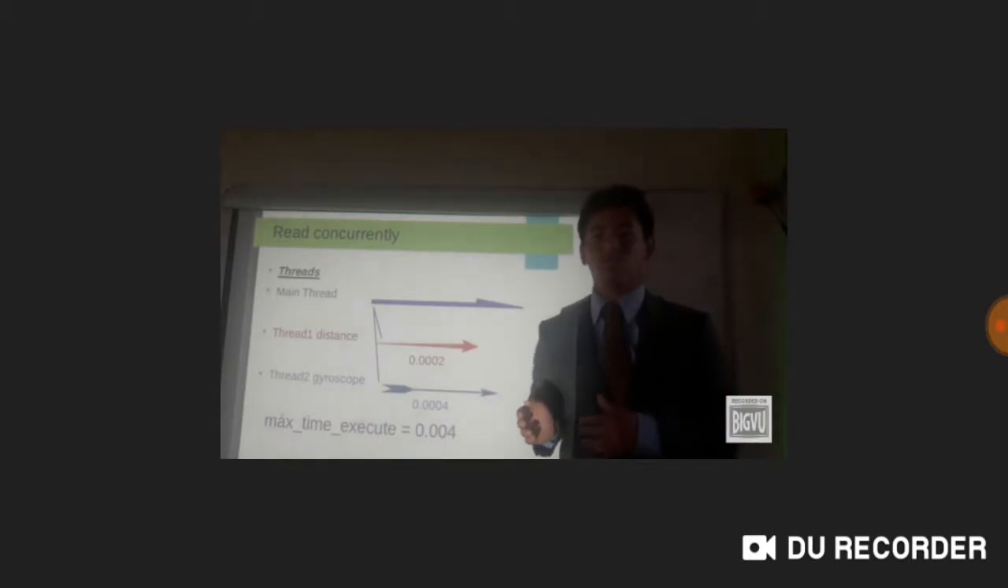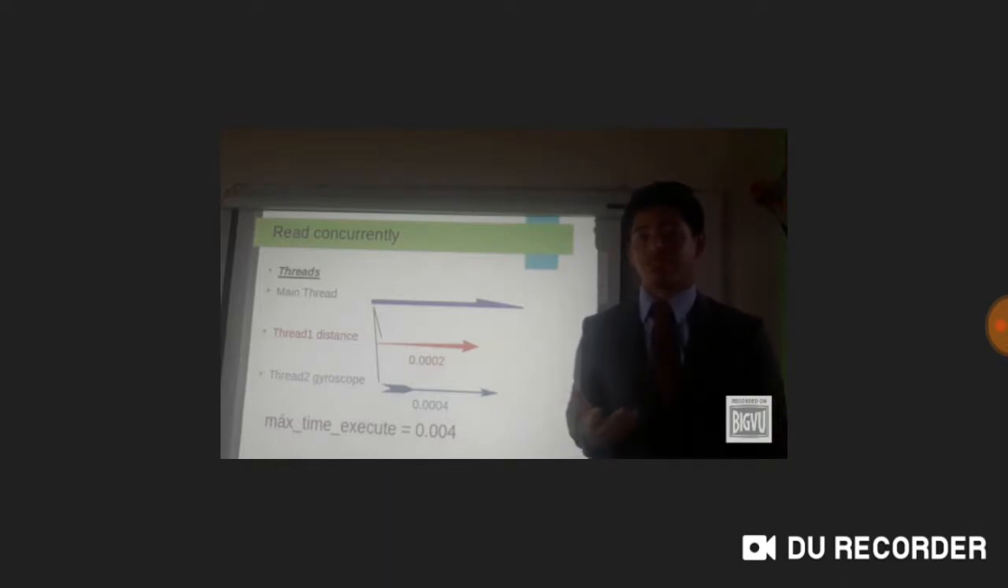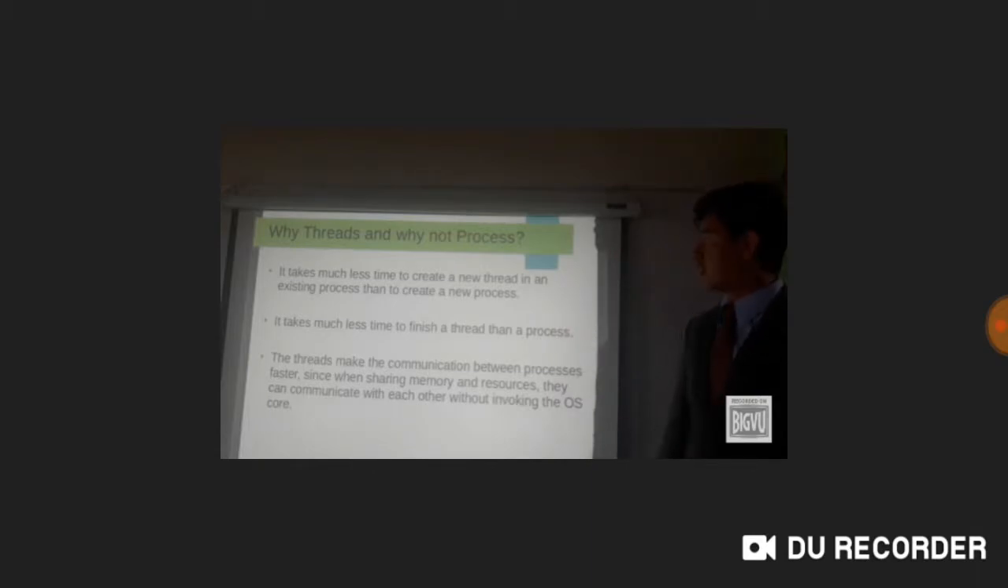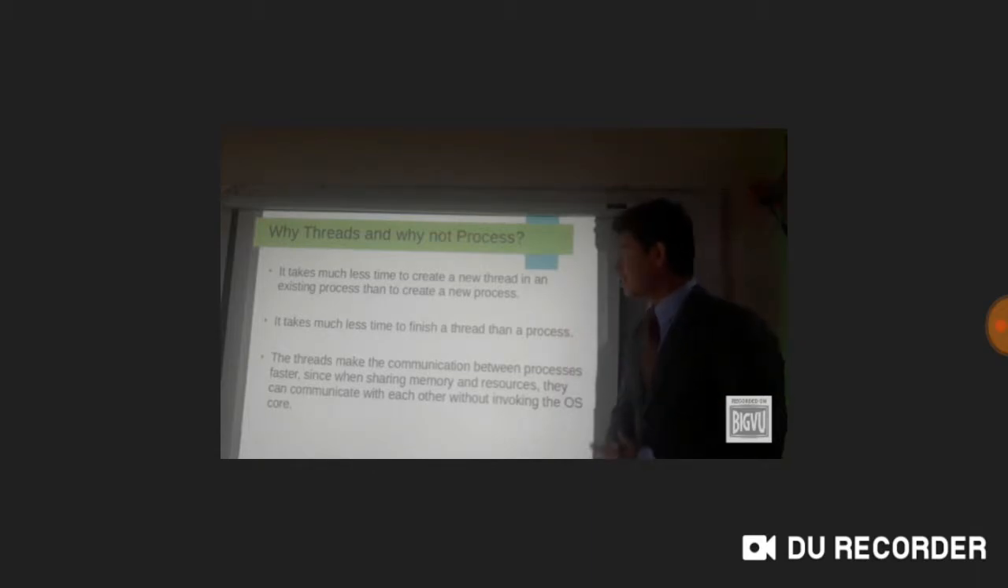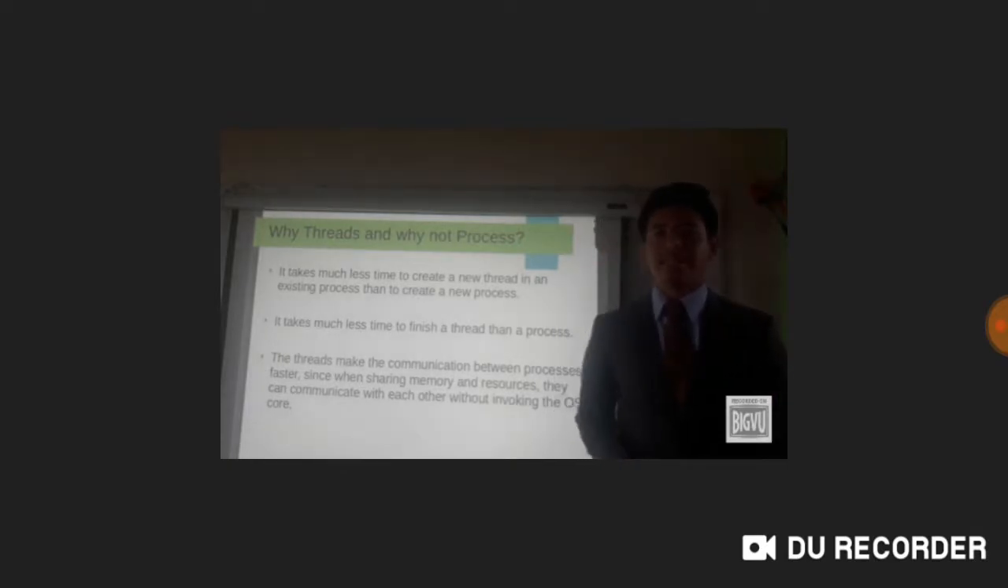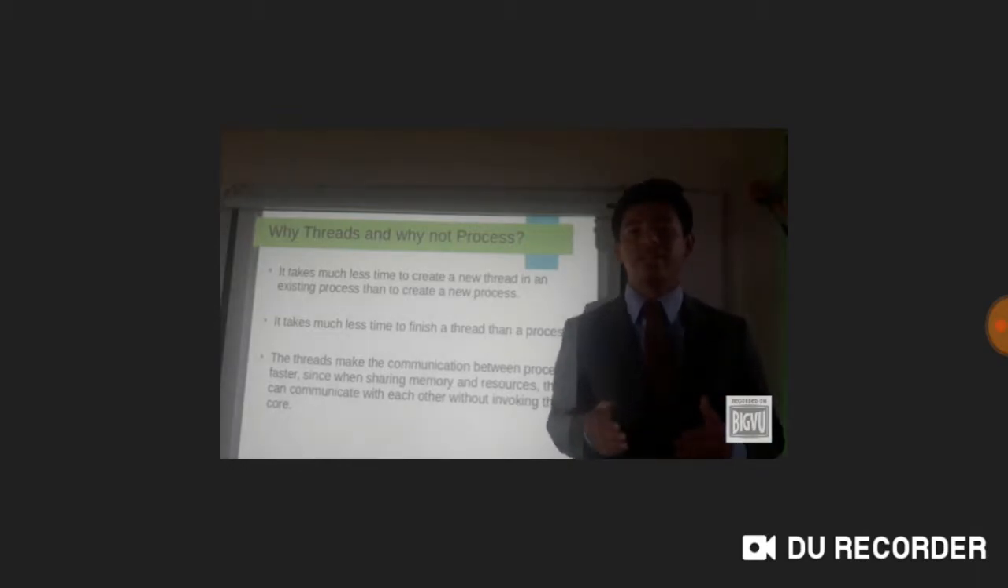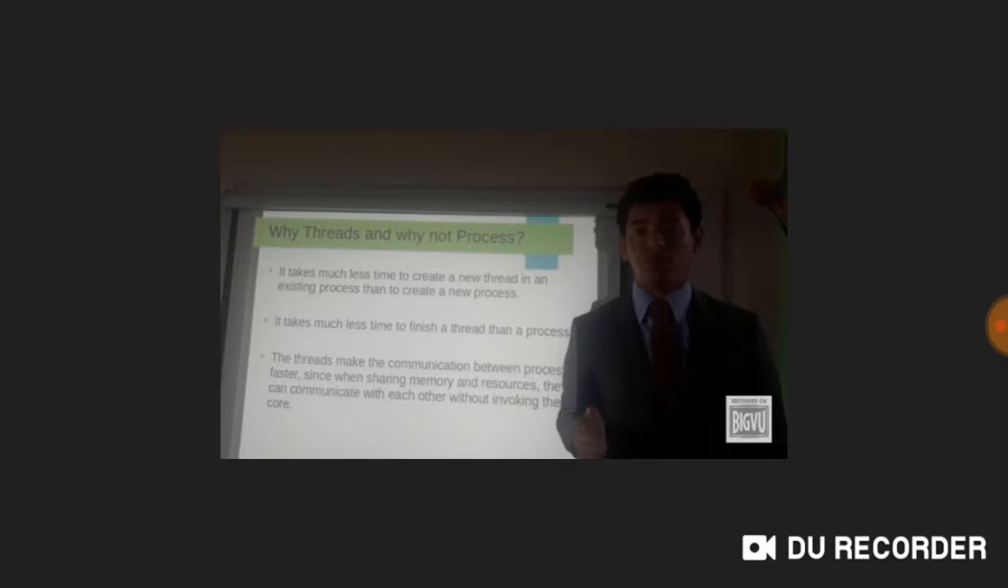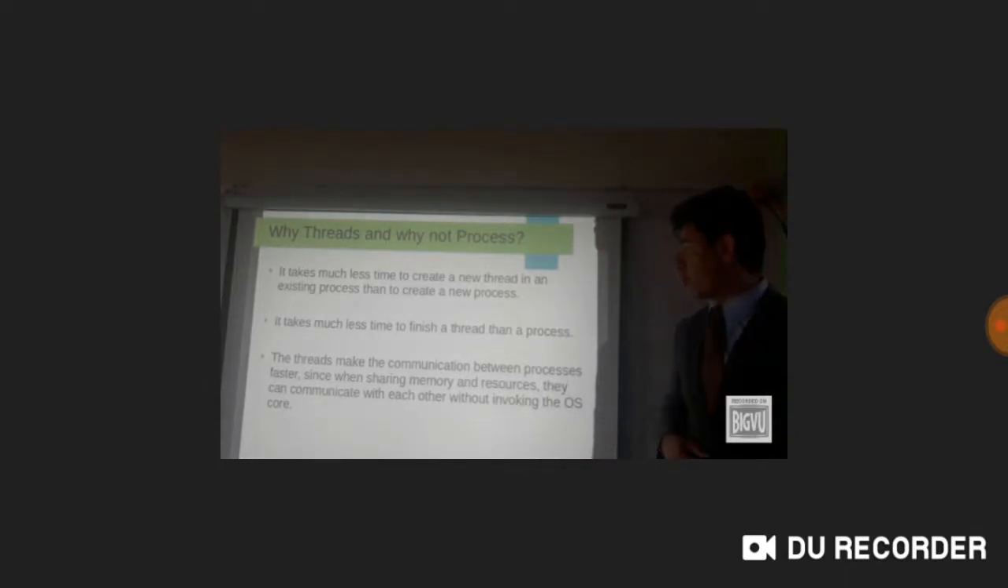There is another way to do a concurrent program, and this is processes. The question is, why threads and why not processes? The reasons are that it takes much less time to create a new thread in an existing process than to create a new process. It takes much less time to finish a thread than a process. Threads make the communication between processes faster since they share memory and resources. They can communicate with each other without involving OS code.